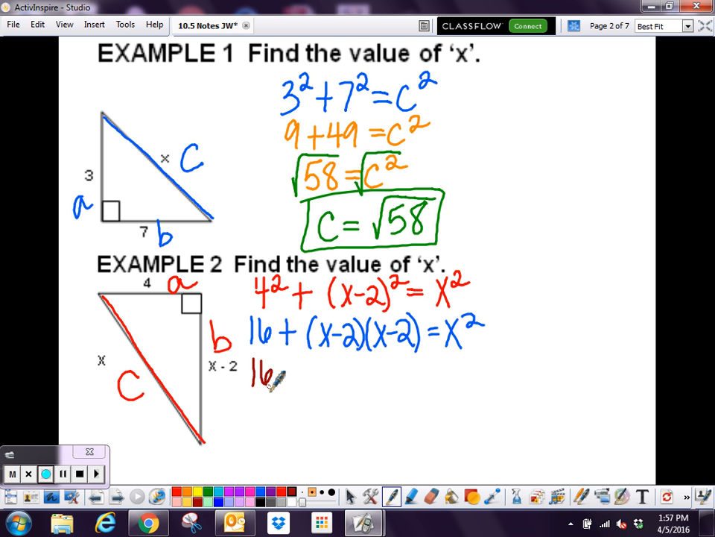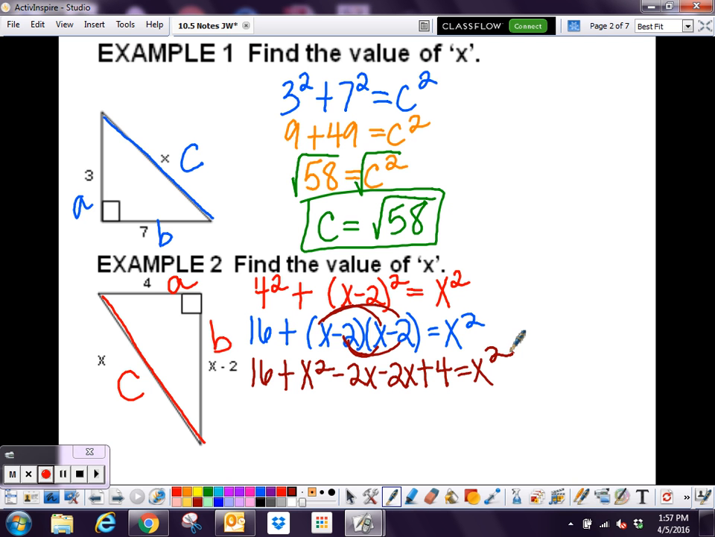Okay, so I still have that 16 plus. Now we have to FOIL this. So I have x times x is x squared. X times negative 2 is a minus 2x. The inside is minus 2x. And then negative 2 times negative 2 is a positive 4.